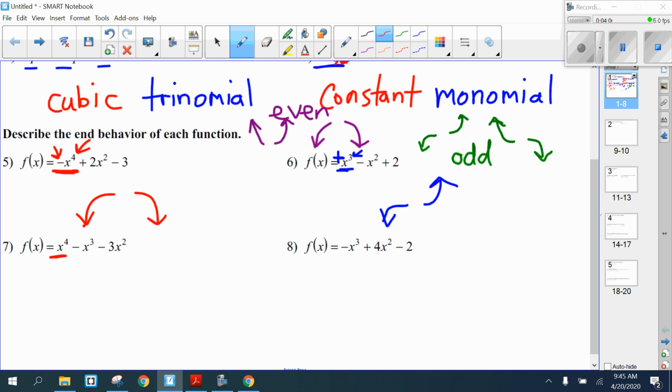This one has an even degree and a positive first coefficient. So I know it's up and up. Then this one has an odd degree and a negative coefficient. So I know it's going downhill like this. So up and down, I guess. Up and down. It's going downhill. That's a negative odd.